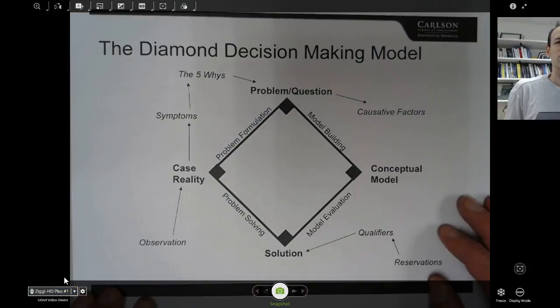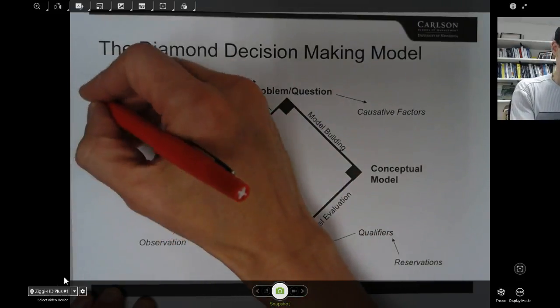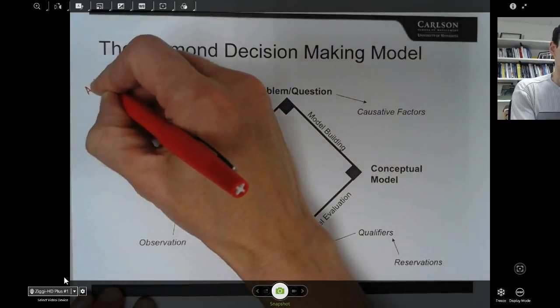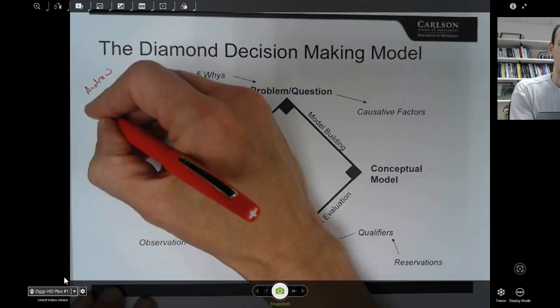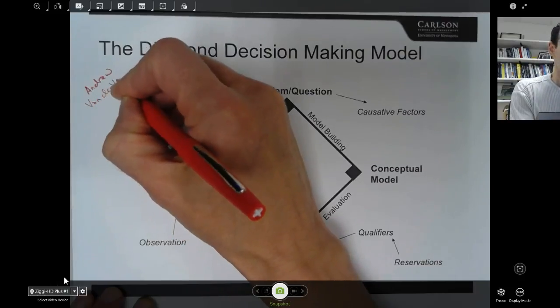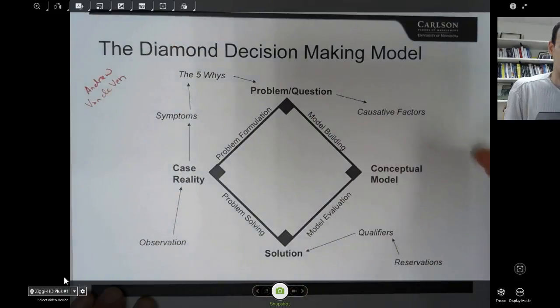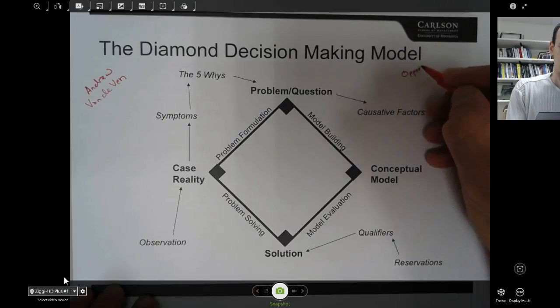Hello class. The purpose of this video is to help you to gain a better understanding of the diamond model. So let's get started. The diamond model was developed by a professor named Andrew van de Ven from the Department of Strategic Management and Entrepreneurship here at the Carlson School of Management. And he set up this model for dealing with complex opportunities and problems.